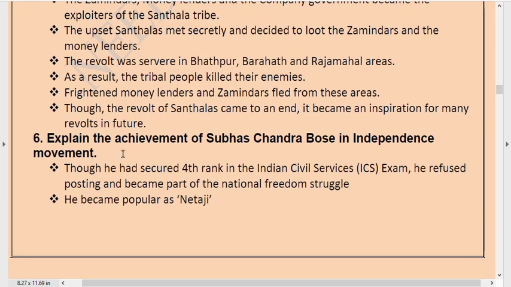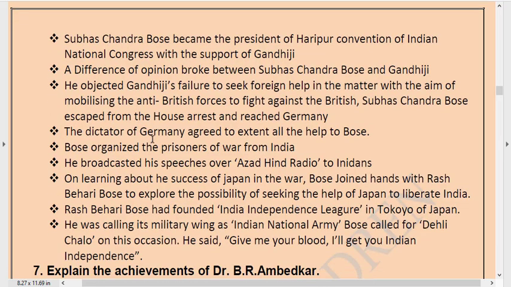The next question: explain the achievements of Subhash Chandra Bose in the independence movement. Subhash Chandra Bose had secured 4th rank in the Indian Civil Services exam. He refused the posting and became part of the national freedom struggle. He became popular as Netaji. Subhash Chandra Bose became the president of the Haripura session of the Indian National Congress with the support of Gandhiji. A difference of opinion broke out between Subhash Chandra Bose and Gandhiji.